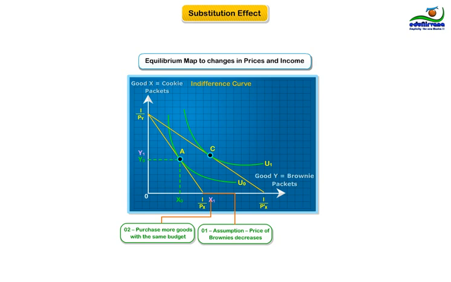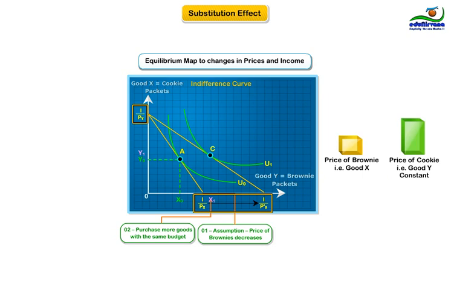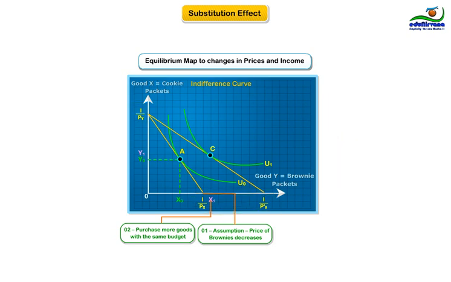Notice here that while the horizontal intercept of the budget constraint increases, because the price of brownies declined, the vertical intercept does not change, because the price of a packet of cookies did not change. The total effect of the price change is reflected in the household moving their consumption equilibrium from point A to point C.